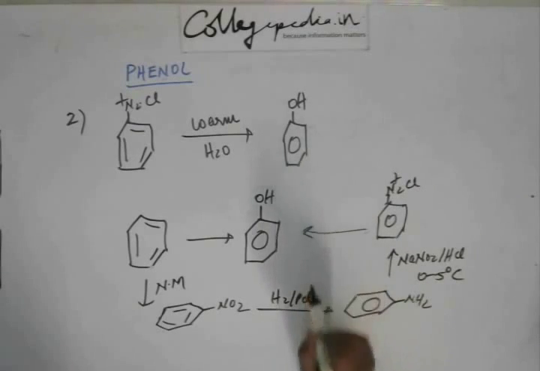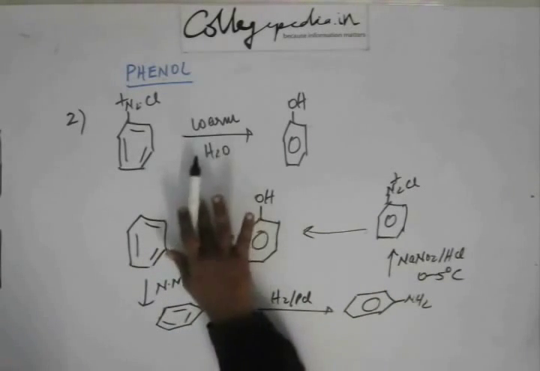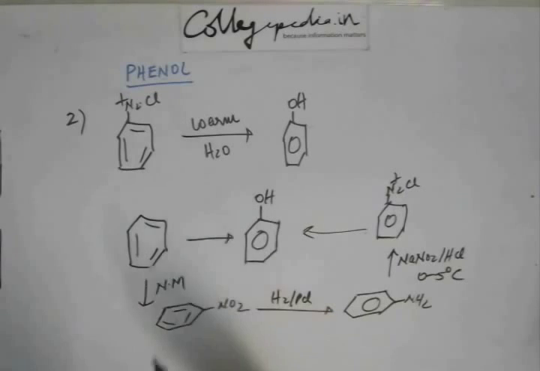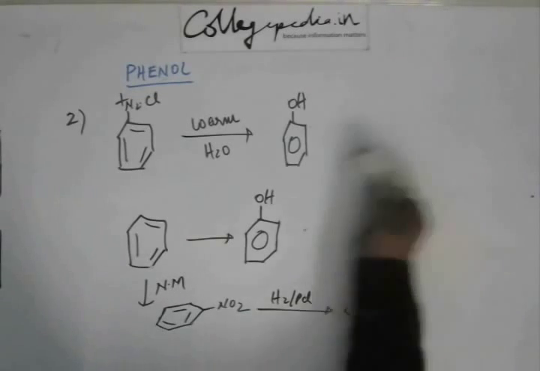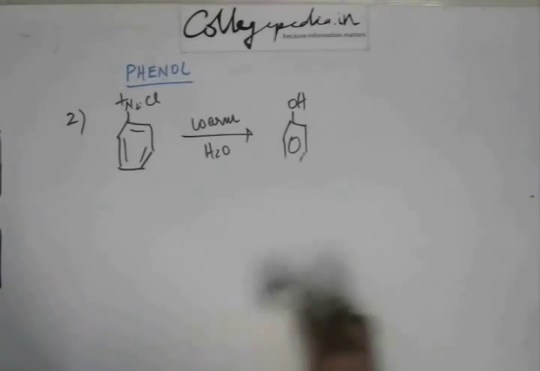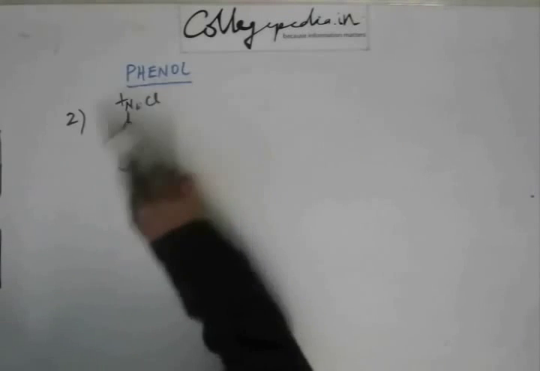And from benzene diazonium salt, if you add warm water, you are going to get this phenol. Fine. So this is how you are going to get phenol from benzene diazonium salt. So this is the second kind of method of preparation of phenol.